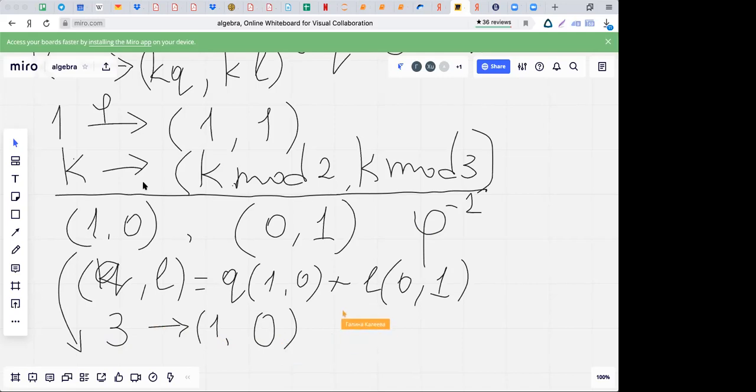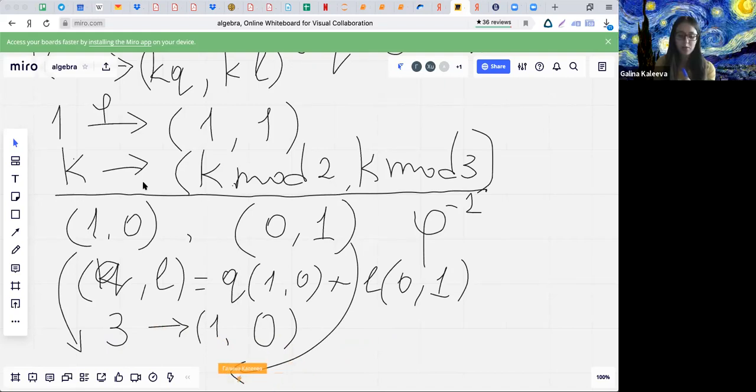It's 4. It's 4 because 4 goes to 0 modulo 2, 1 modulo 3. So for this mapping phi, the inverse mapping is the following. It maps (1, 0) to 3 and (0, 1) to 4. In the general case, how can I find these two elements, 3 and 4?